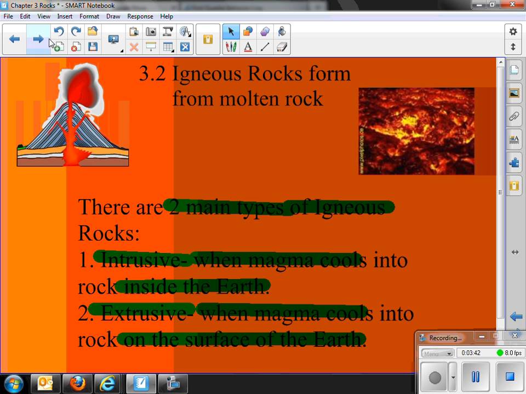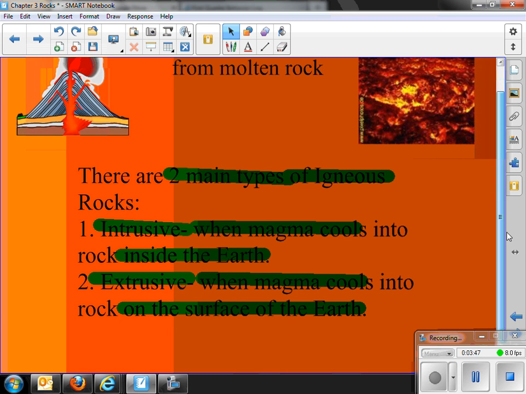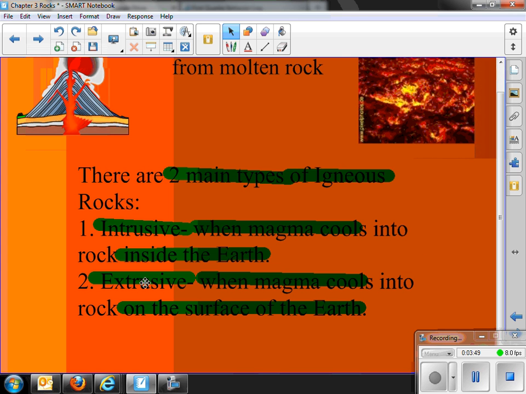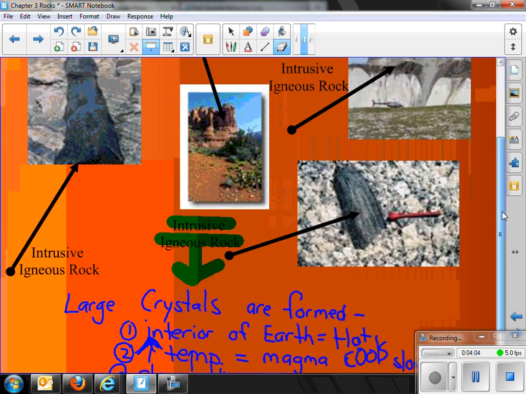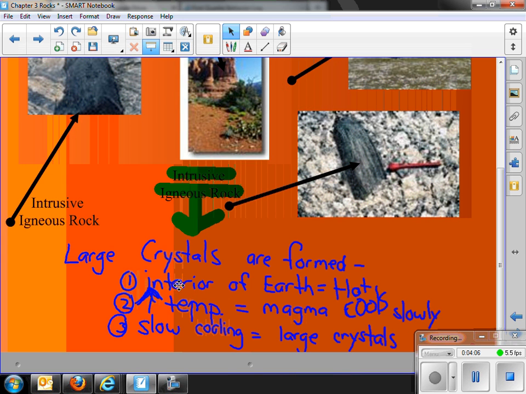The two types of igneous rocks we talked about were intrusive and extrusive igneous rocks. Intrusive rocks form when the magma cools inside the earth, extrusive when the magma forms on the outside, on the surface of the earth. Intrusive, I think of inside, both start with IN, so that's how I remember that. Here are some examples of intrusive rocks. A couple things about intrusive igneous rocks. They do form larger crystals because they cool inside the earth. And inside it's hot, so those higher temperatures mean that it cools slower.